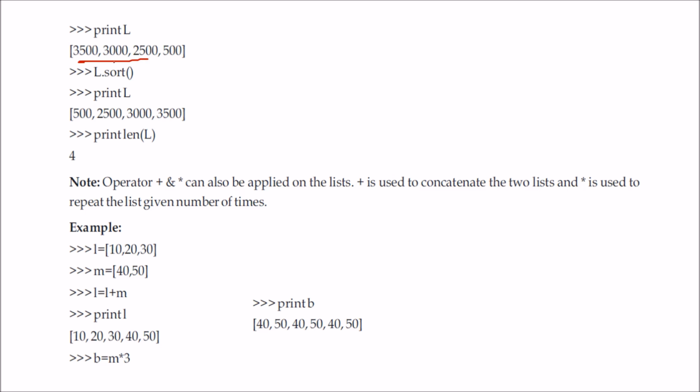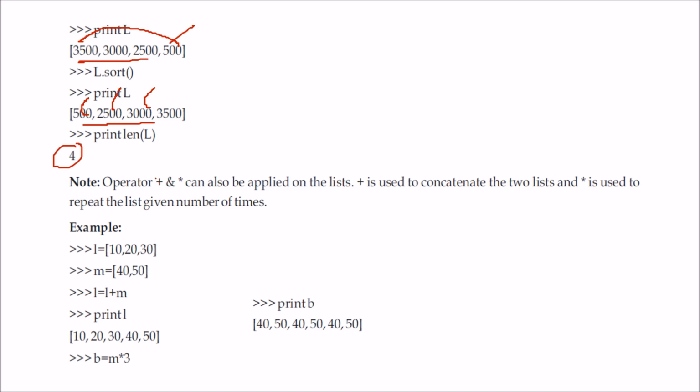You can also sort. This means the list will be sorted. 500 will come here, followed by the other values in ascending order. So this is the sorted list. If you want to print the length of the list, 1, 2, 3, 4, so 4 will come.